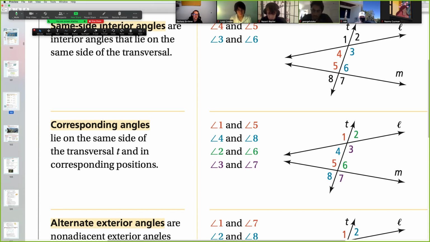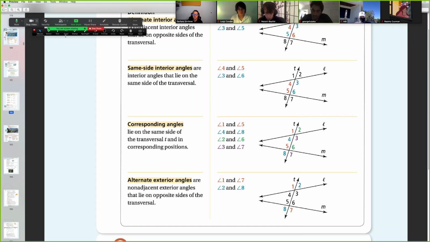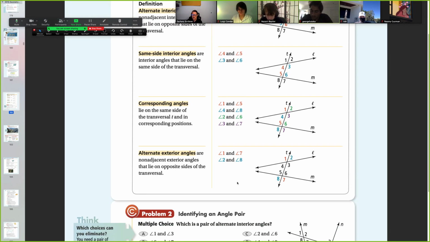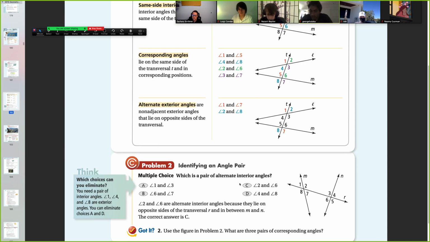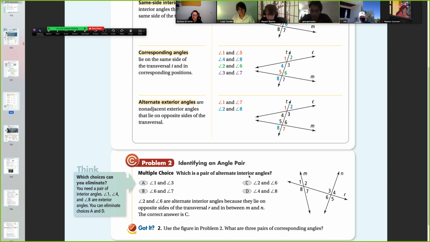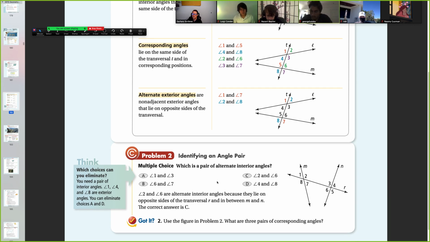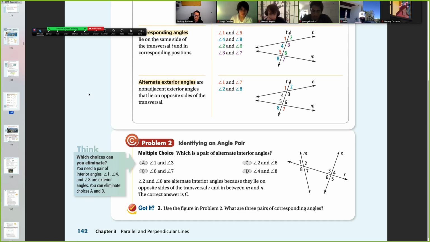If it's not crystal clear, this is something that you guys can study. This is in your book. This is also in the digital book that I have. So when we talk about which is a pair of alternate interior angles: 2 and 6, here we go, C is 2 and 6. 7 and 3, there's no option for 7 and 3. Those are the only 2 alternate interior angle pairs. So 2 and 6, C would be the answer, because they lie on opposite sides of the transversal and they are in between the 2 lines. Okay? So let's continue moving forward.